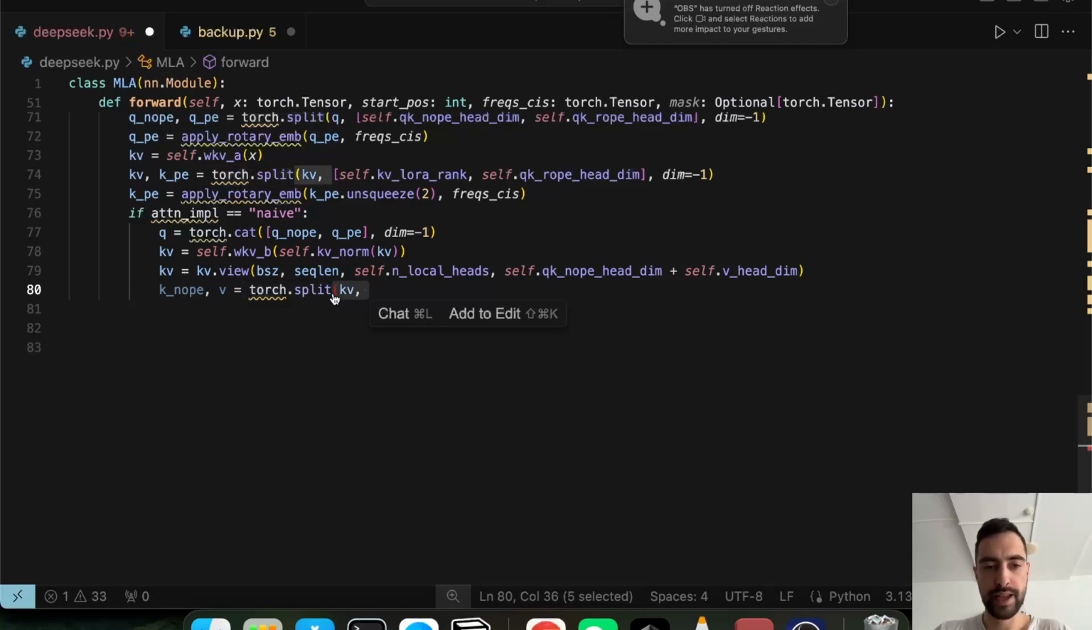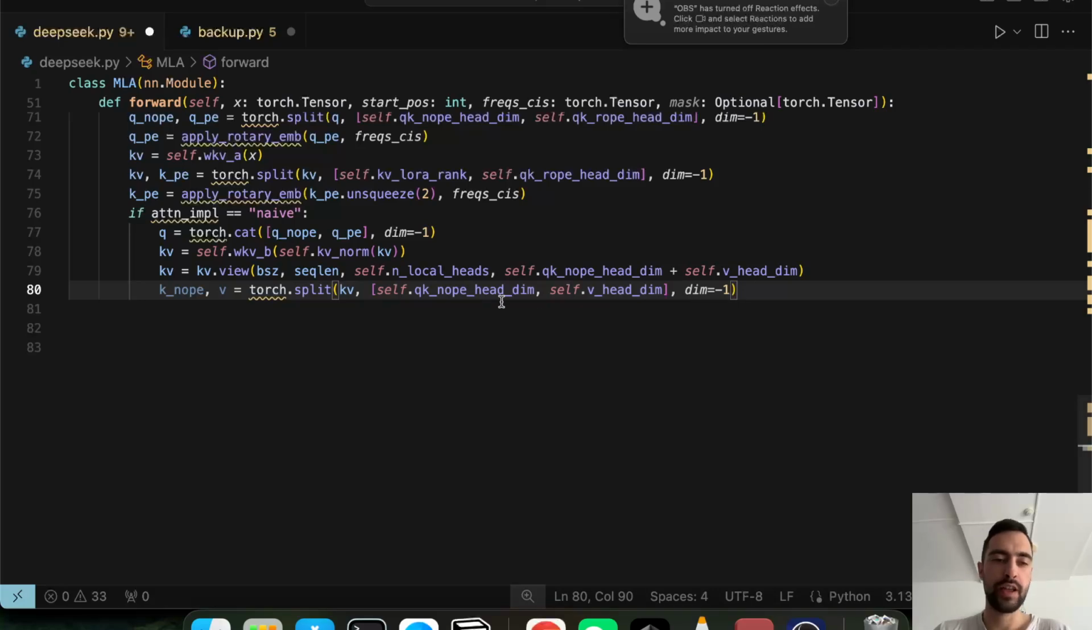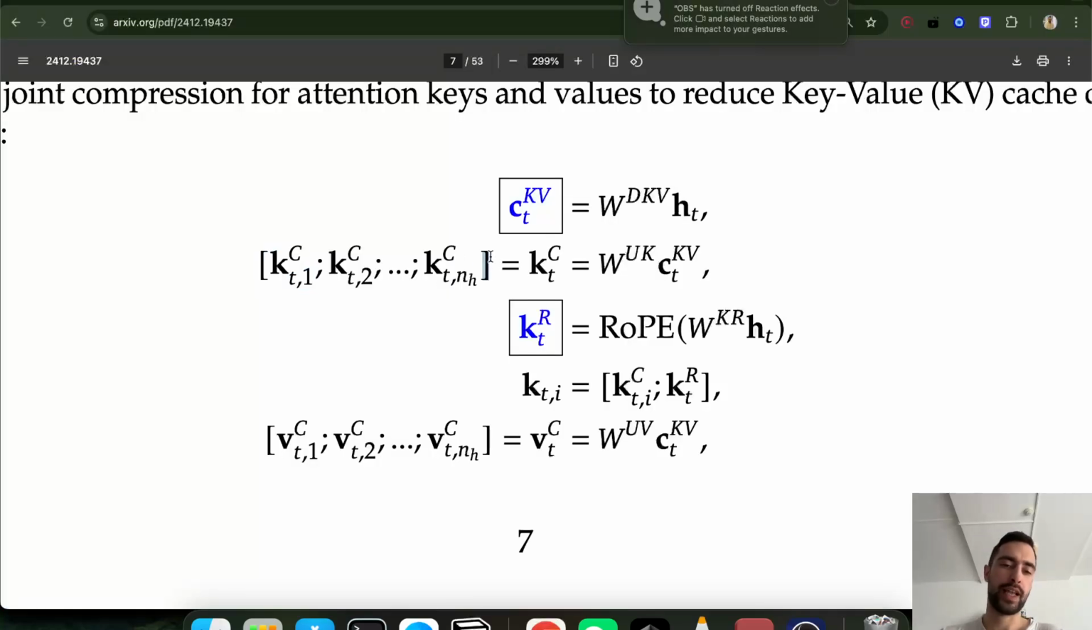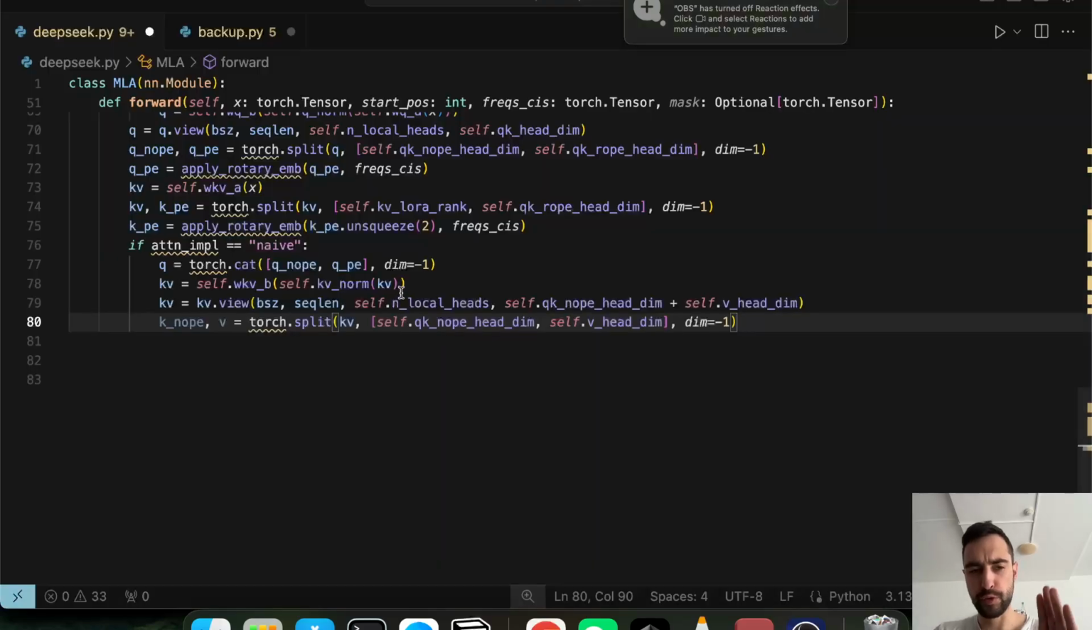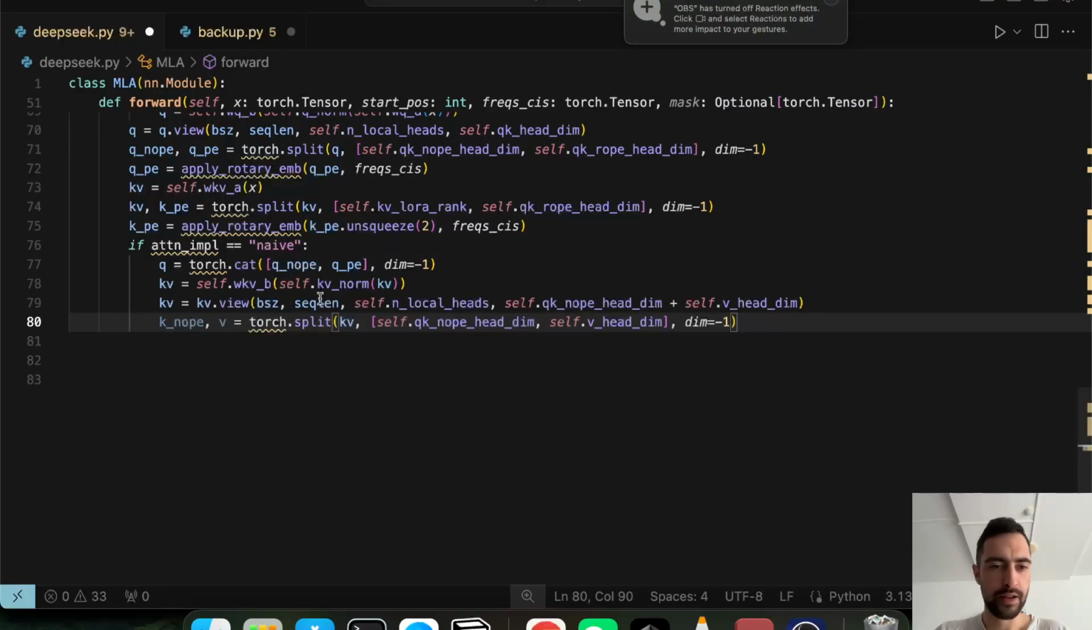Torch split, KV, self key nope head dimension and V head value head dimension along the last dimension. Now we have it separated like this, each head for key and each head for value. Yeah, okay.